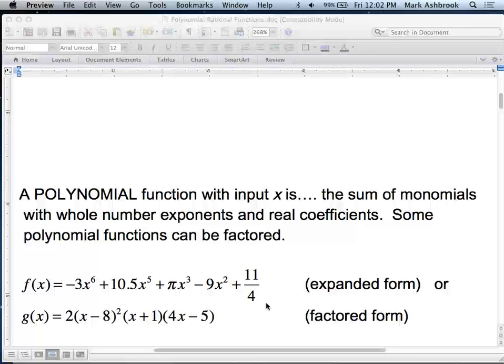And we saw two different forms. The expanded form is the traditional standard form of a sum of monomials, but then some of them can also be written as a product of their factors. And we worked on how both those forms helped us to create the graph and understand what's going on with a particular function. So now we're going to talk today about what are called rational functions.